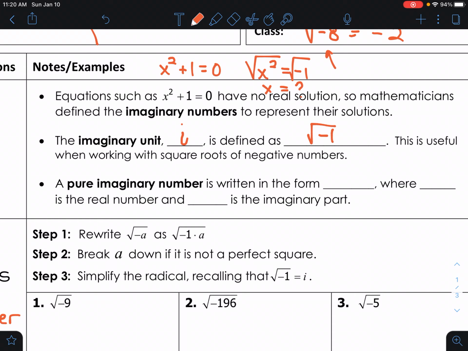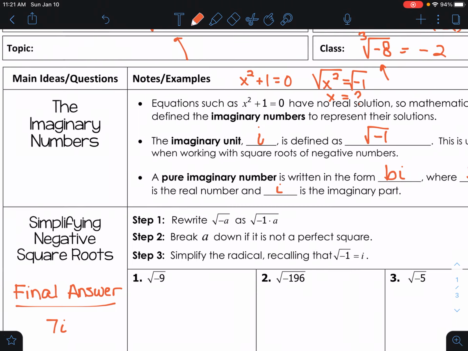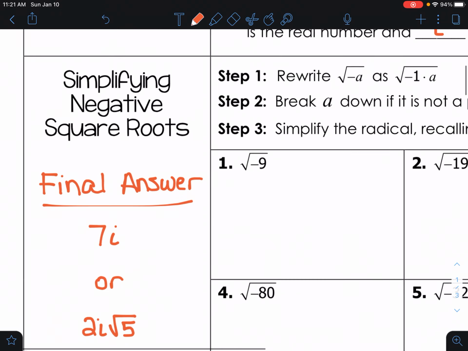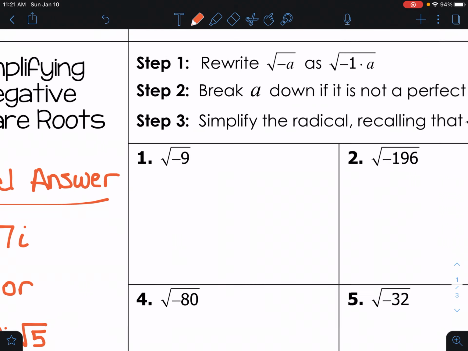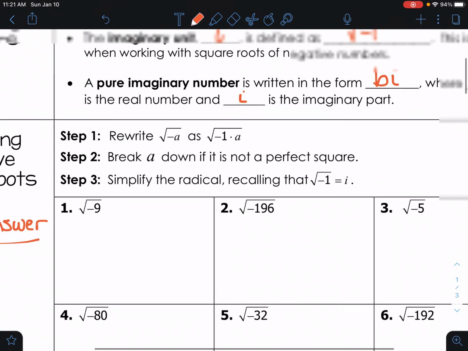A pure imaginary number is written in the form bi, where the b is just like a regular constant, and the i part is the imaginary number part. So for example, it's possible to have your final answer be 7i, a regular number and then an imaginary part after that. So 7i is a possible answer. So that's when we talk about bi.